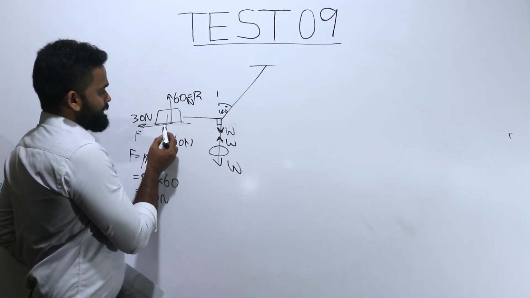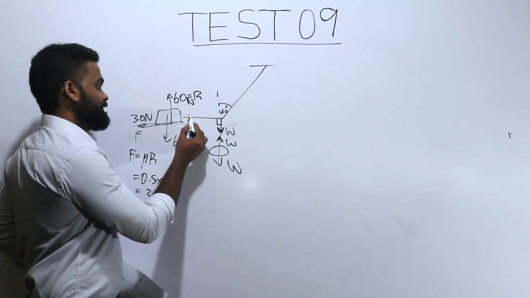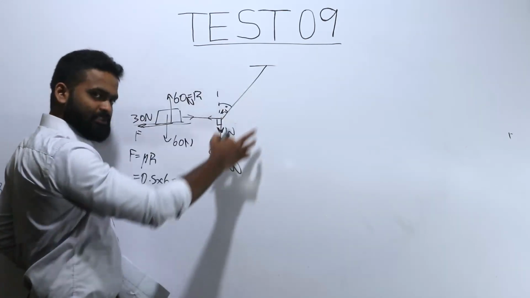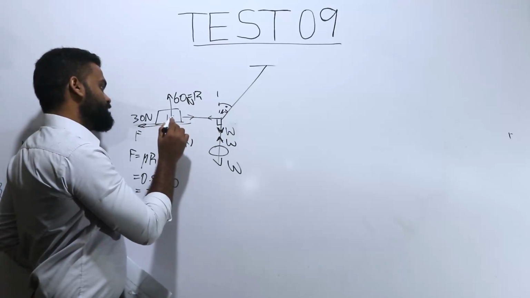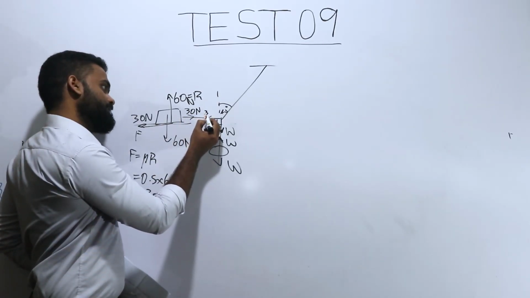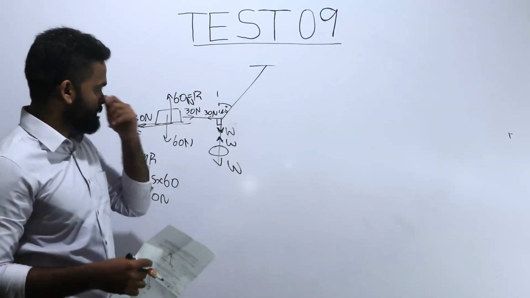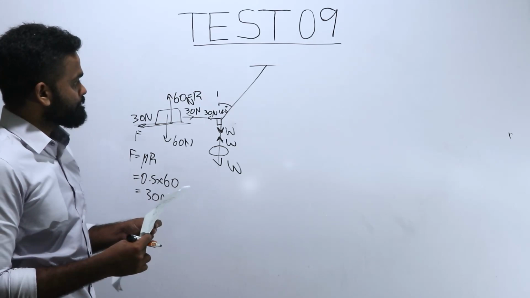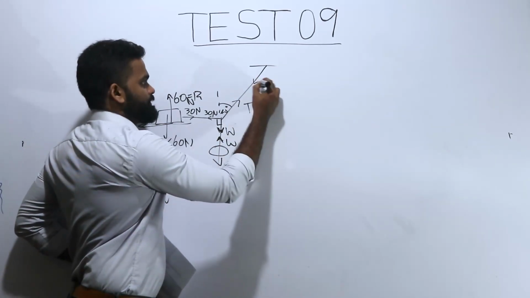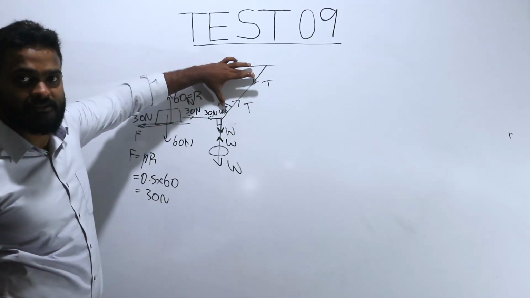Okay. Then if this force is 30 Newton to one side, the whole system is in equilibrium, right? So to the other side as well, 30 Newton of tension should act like this. But we don't know the tension of this part of the string. So we'll take that tension as capital T.